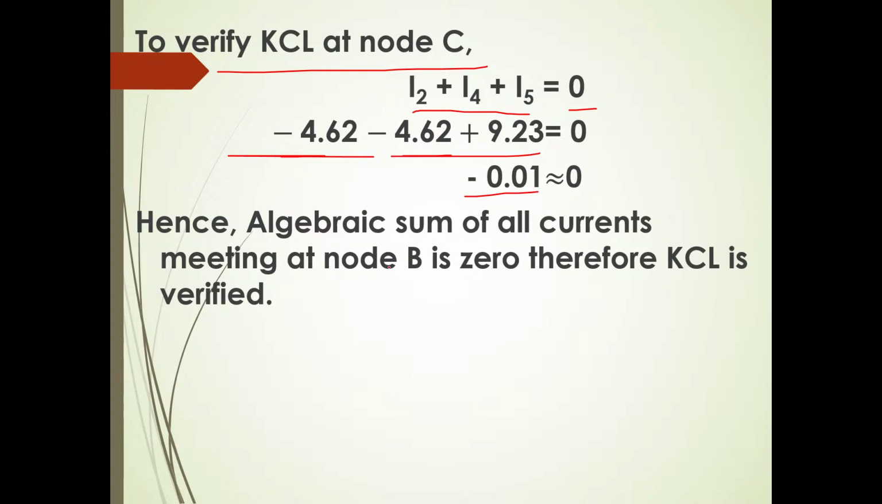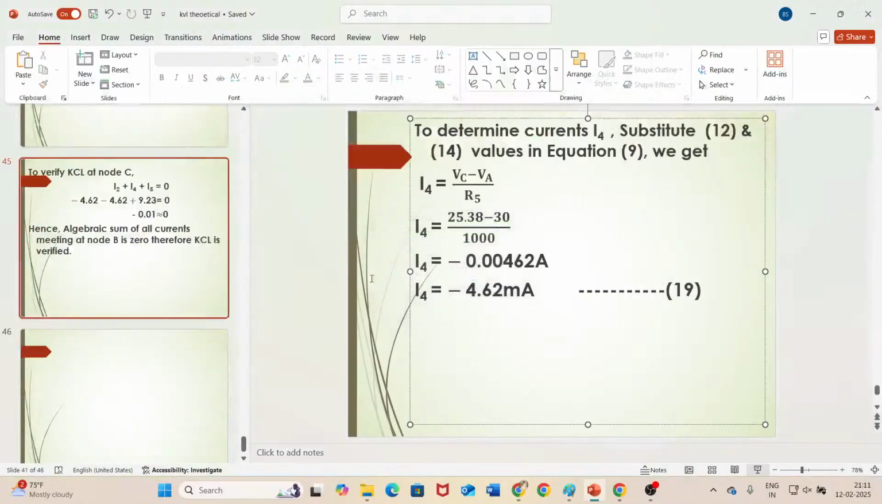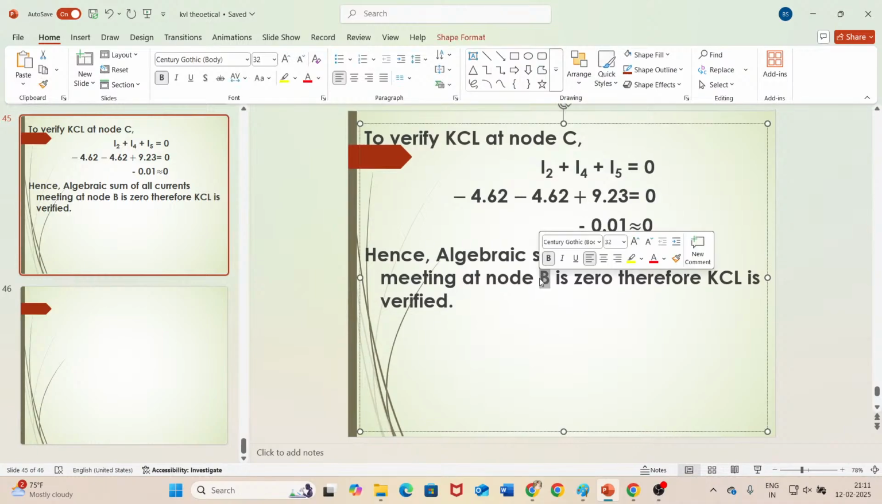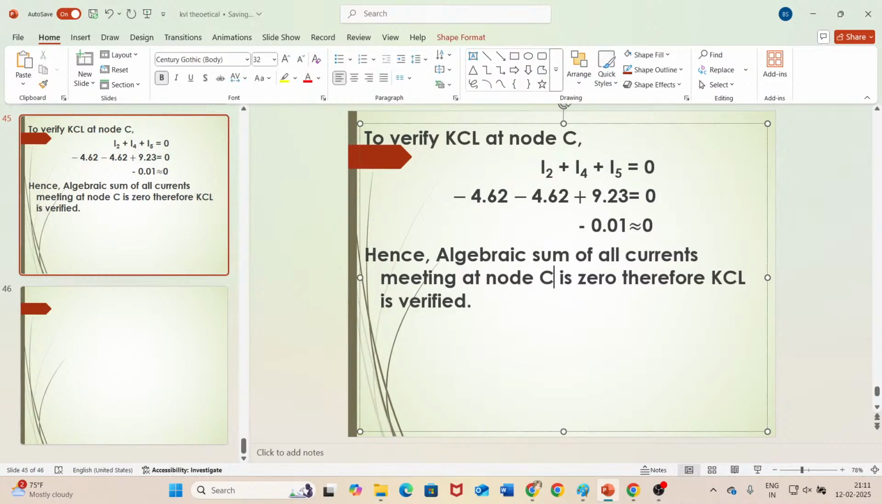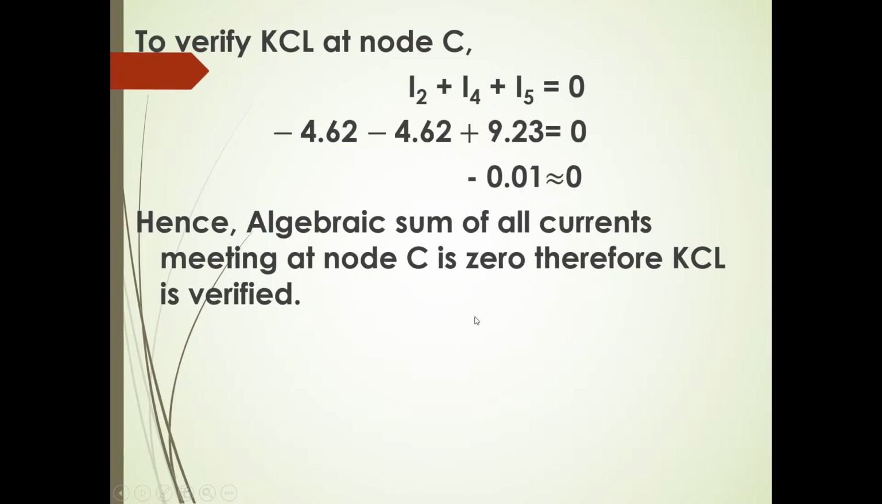So the algebraic sum of all currents meeting at node, sorry, here I forgot to change. See, the same statement if I have to write again and again, I will simply copy and paste it, and whatever modifications I have to do, I forget to modify. So I just copied from the previous slide: the algebraic sum of all currents meeting at node B is equal to 0. Instead of B, for this slide it is C, because we have written the currents at node C. So the algebraic sum of all currents meeting at node C is equal to 0. Therefore KCL is verified at node C.